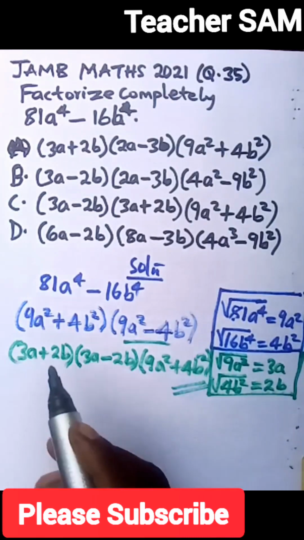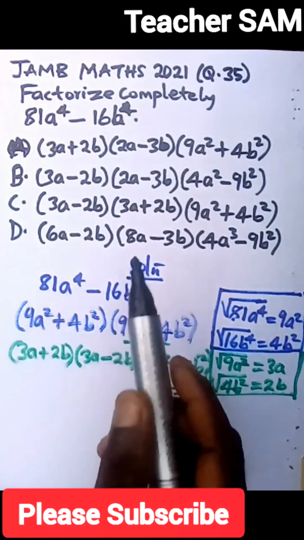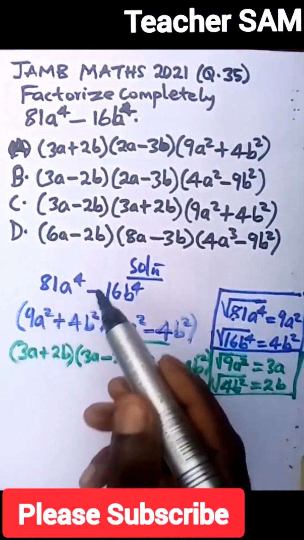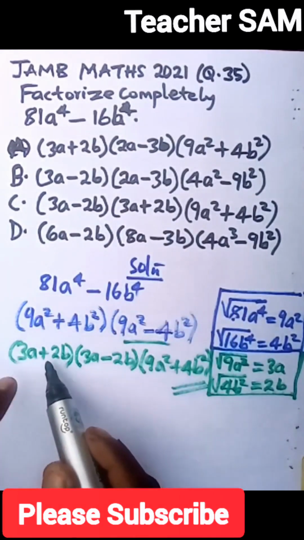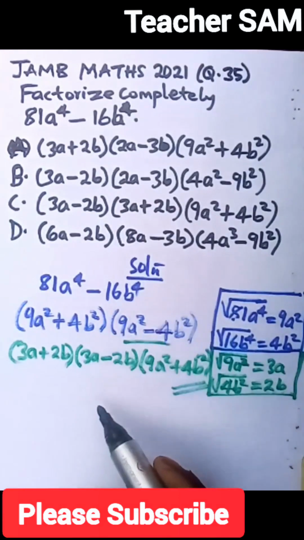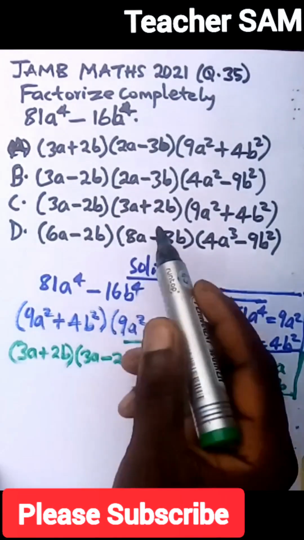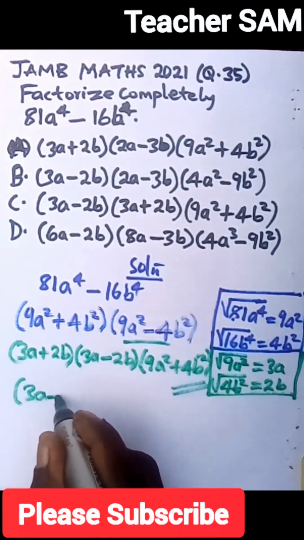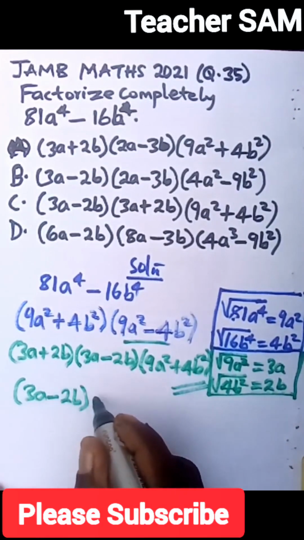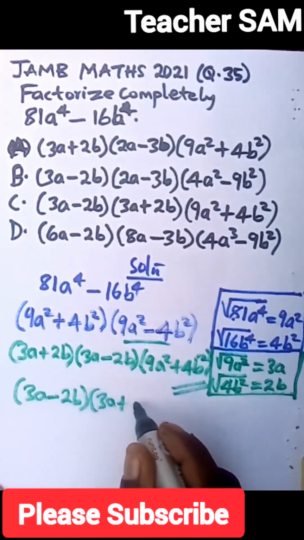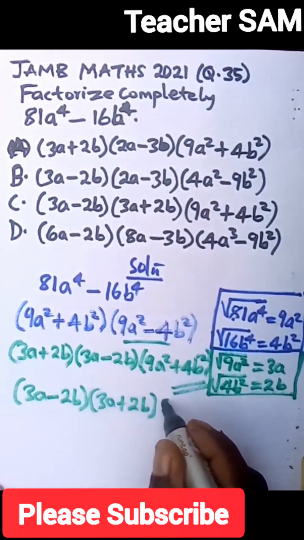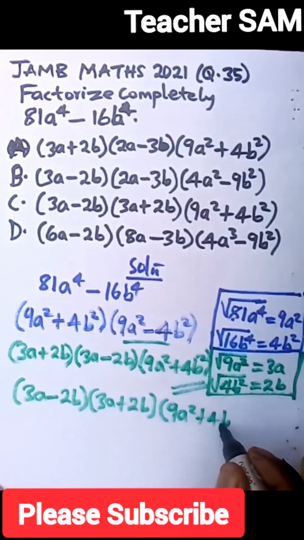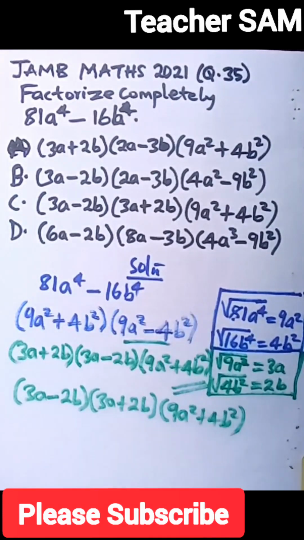Let's check together. We have this positive here, and this we have a negative. You can rearrange this: we have a positive first, then a negative. So even if you rearrange this, you're still going to have that. Let me just rearrange this: we have this, minus 2b, you have 3a plus 2b, you have this 9a squared plus 4b squared. Remember that multiplication is commutative, so we can always rearrange them.